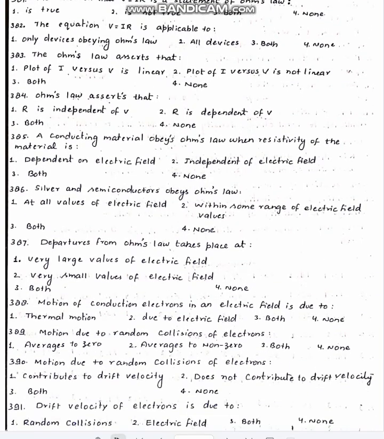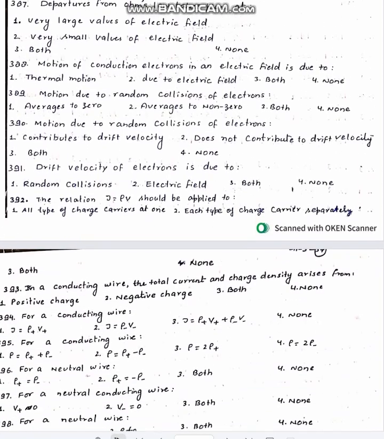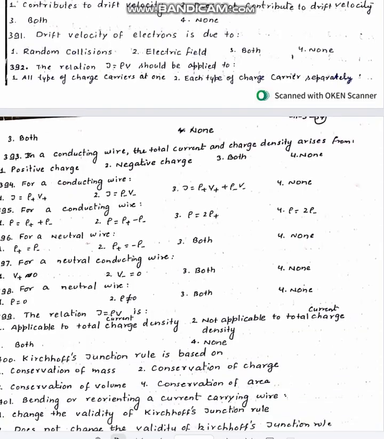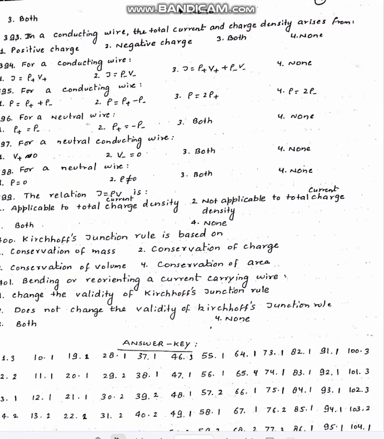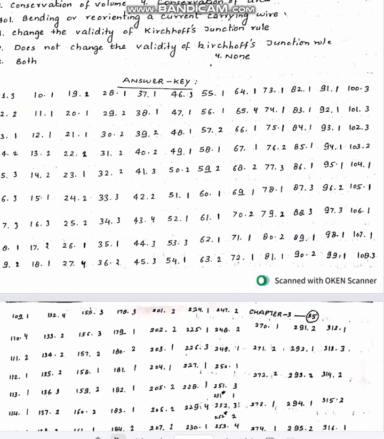So then there are relations between VI graphs, then departure from Ohm's law, problems based on that. Then motion due to random collision of electrons. Then we have questions based on current density in different cases, and that winds up the chapter. A total of 401 questions, and here is the answer key of these questions.